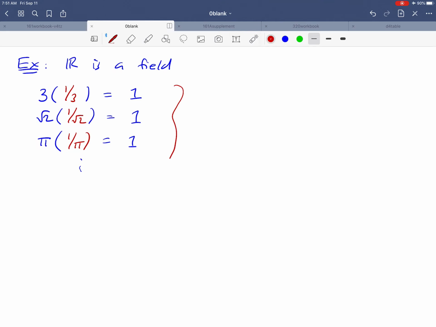So the key here is that we're convincing ourselves that every non-zero real number is a unit. It has an inverse relative to multiplication in this ring of real numbers. So R is a field.